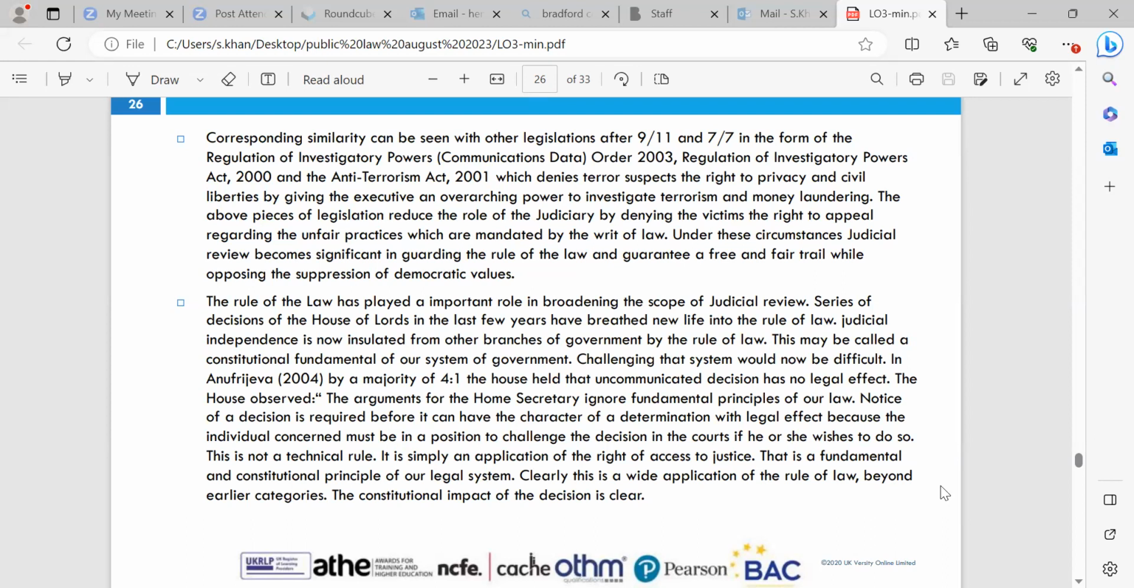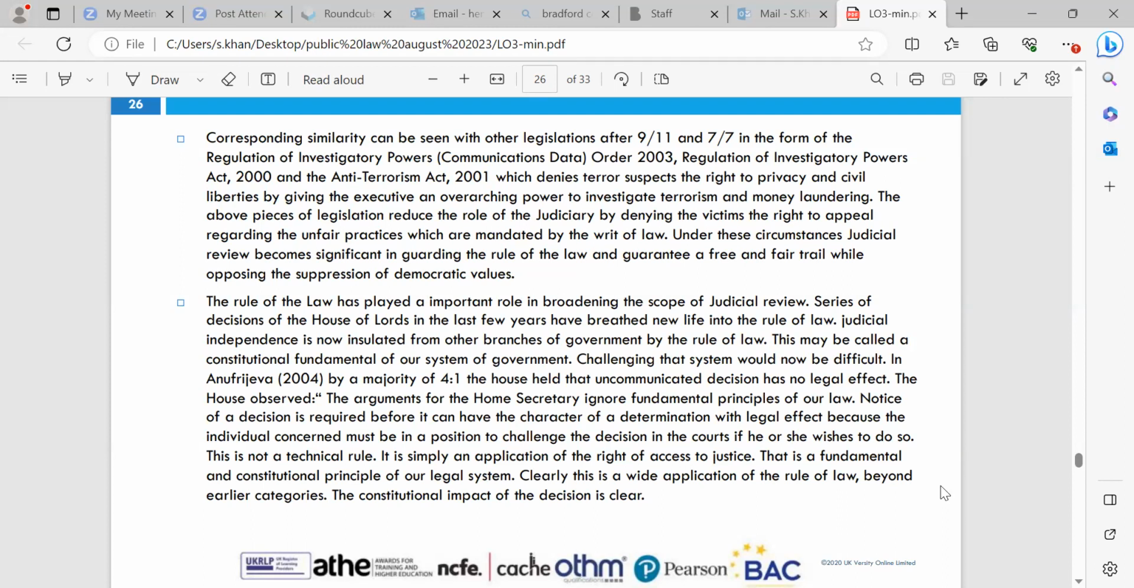Under these circumstances, judicial review becomes significant in guarding the rule of law and guaranteeing a free and fair trial, while opposing the suppression of democratic values. The rule of law has played an important role in broadening the scope of judicial review. A series of decisions in the House of Lords in the last few years have breathed new life into the rule of law. Judicial independence is now insulated from other branches of government by the rule of law. This may be called a constitutional fundamental of our system of government.